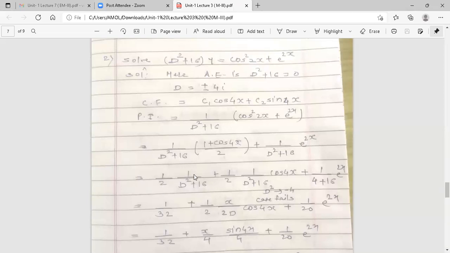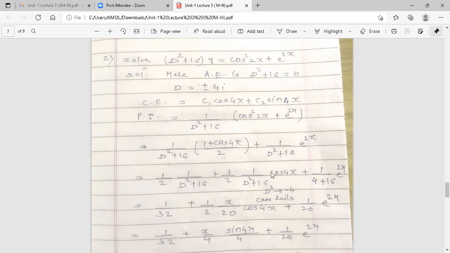Here it is a constant term. The constant term is 1 here. This 1 by 2 is here. Then in that case, we replace D by 0. If we replace this D by 0, it is 1 upon 16. 16 times 2 is 32. So 1 upon 32, plus this 1 by 2 as it is.